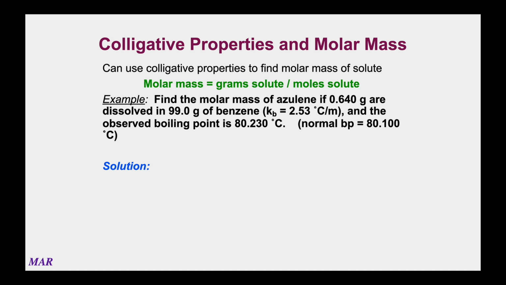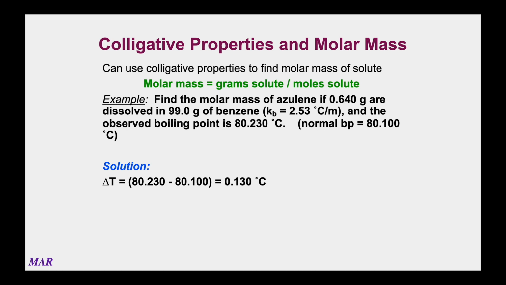If you're trying to find the molar mass of azulene, azulene is the solute. So we want grams of solute divided by moles of solute. And 0.640 grams, that is the grams of solute. So the rest of this problem, we're basically going to try and find the moles of solute and then push it back into the molar mass equation to find the molar mass of azulene. ΔT equals K times m. ΔT for this problem is the difference between the solution and the pure solvent boiling points, 0.130 degrees Celsius.